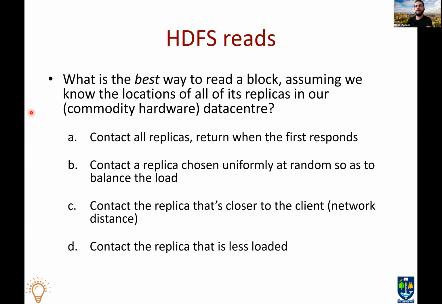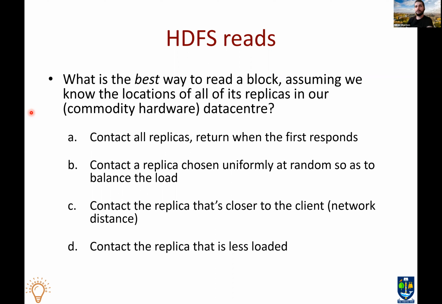If you go with the second option where you contact a replica chosen uniformly at random, this optimizes for load balancing. So every time you go to a different replica, this means that the load is spread across all of the replica nodes uniformly.